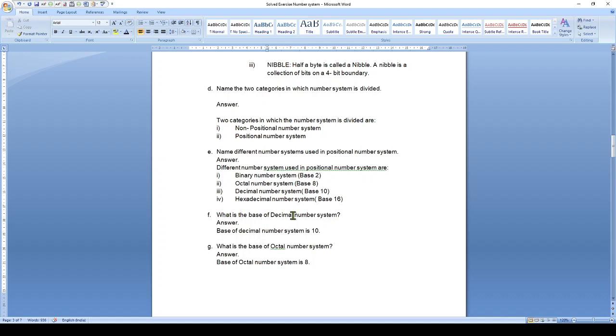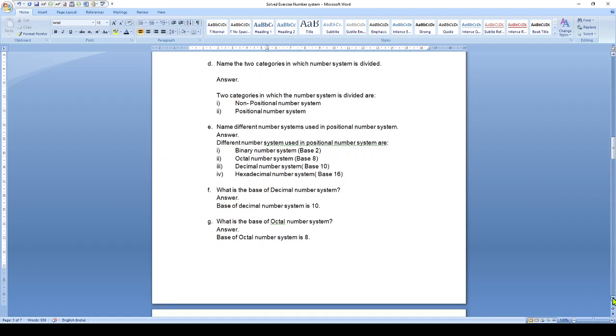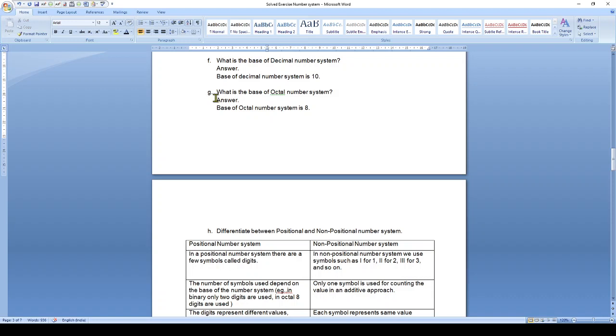Next, what is the base of decimal number system? Deci means 10. Base of decimal number system is 10. What is the base of octal number system? It is 8. 0 to 7. There are 8 digits, right? Used in octal number system: 0, 1, 2, 3, 4, 5, 6, and 7. So there are 8 digits. Base is 8. Next, differentiate between positional and non-positional number system.